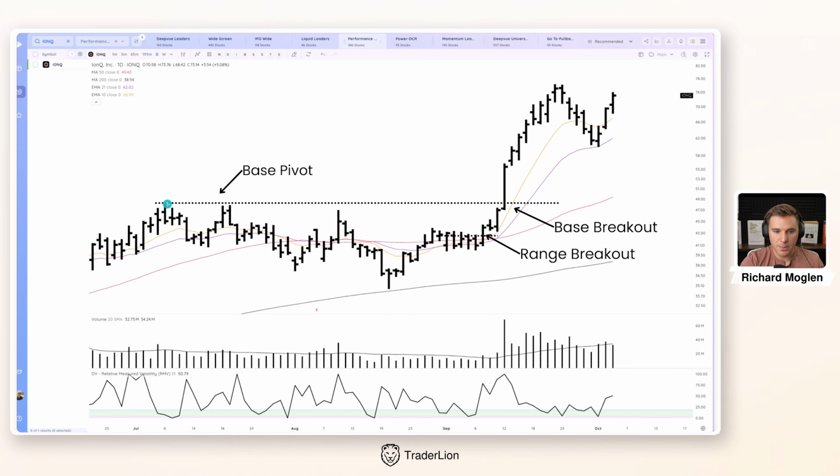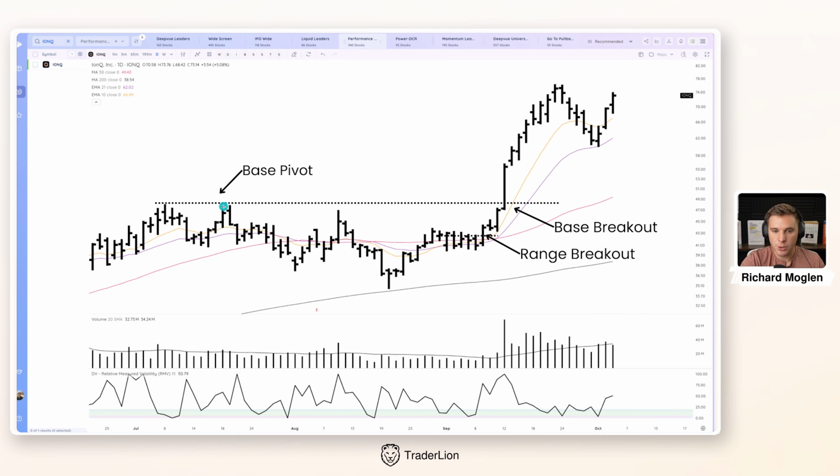We began the base right here, and the base begins when there's a high that isn't really overcome for at least 10, 15 days. That's when you can start drawing in the base pivot. And I see a lot of people saying IONQ. Well done. It's right here, so it's a little bit obvious, but well done, guys. And the base begins when you have enough consolidation that you can draw in that base pivot.